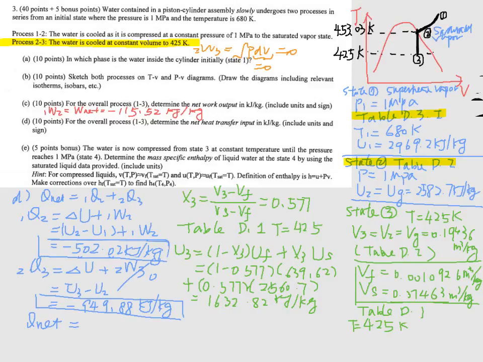So if you plug that number and this number all together, you will get negative 1451.9 kilojoule per kilogram. And this is the final answer for part D. Yay!